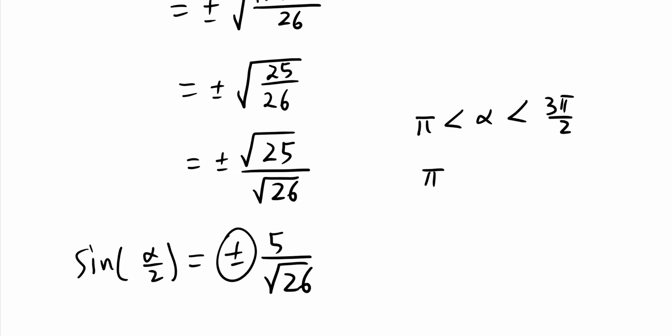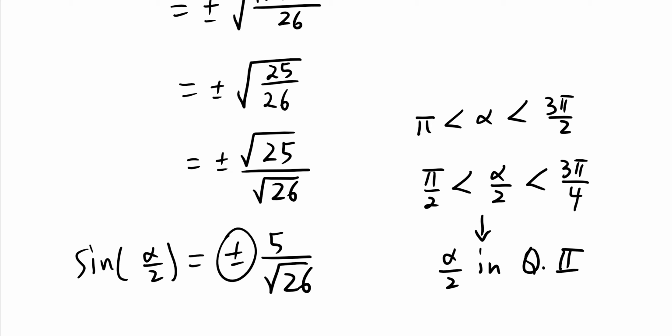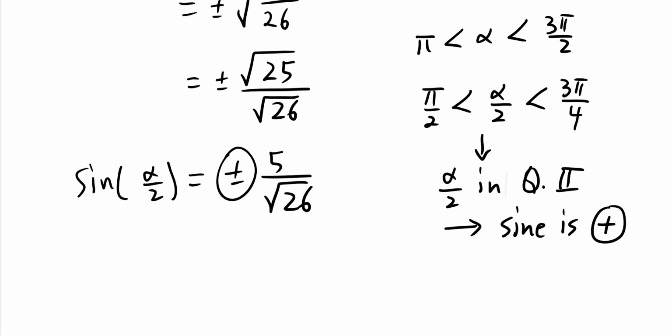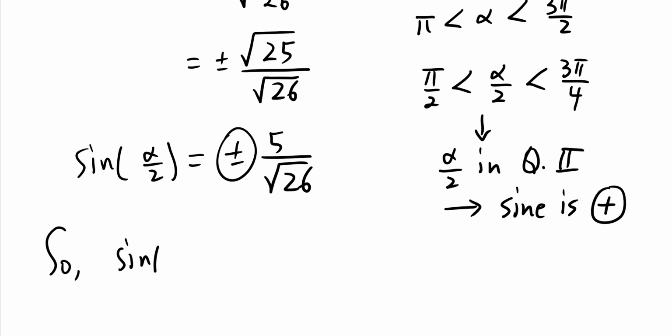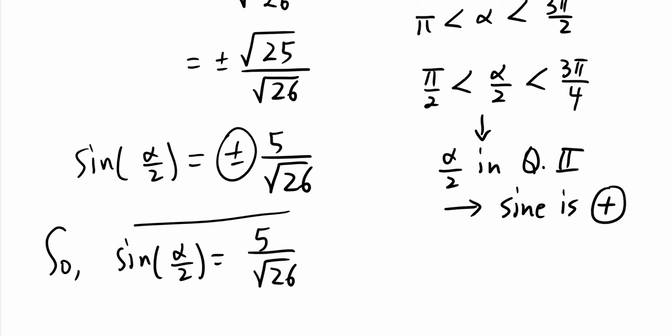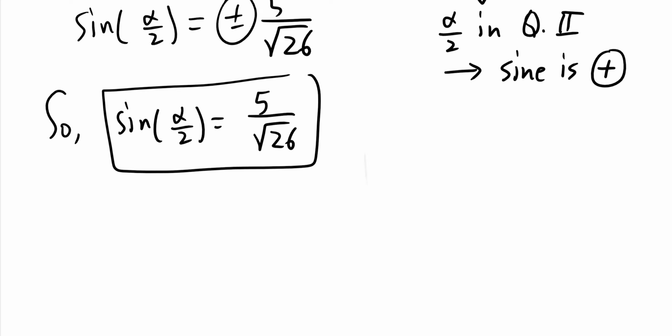Well, you can divide this inequality by 2. That would give me bounds on alpha over 2. So that becomes pi over 2 to 3 pi over 4. What is that then? That's in the second quadrant. So this means alpha over 2 is in quadrant 2. In quadrant 2, sine is positive. So we finalize it as sine alpha over 2 is positive 5 over the square root of 26. You may rationalize or just leave it like that. Both are fine. Usually I like to rationalize. This is how we found it.